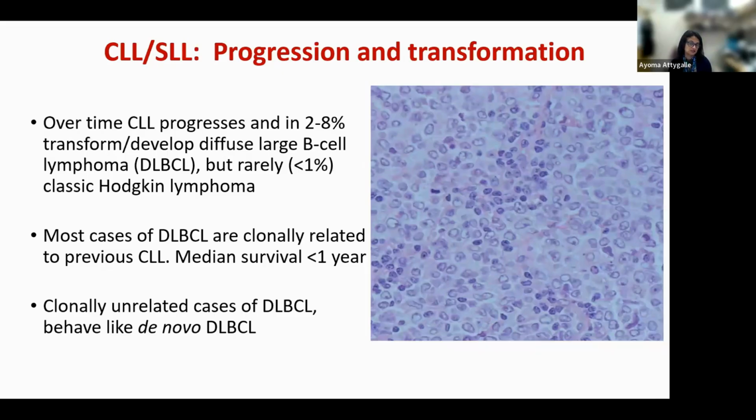So over time, CLL can progress, and in 2 to 8% of cases, they transform and can develop into a diffuse large B-cell lymphoma, rarely a classic Hodgkin lymphoma. In a large B-cell lymphoma, there's essentially a sheet-like uniform population, just like any other diffuse large B-cell lymphoma. Most of these DLBCLs are clonally related to the previous CLL. If this is the case, the median survival is less than a year, so the prognosis is poor, as opposed to a clonally unrelated DLBCL, which will behave just like a de novo DLBCL, with a better outcome.